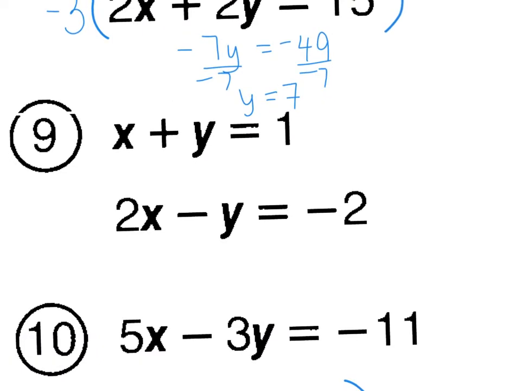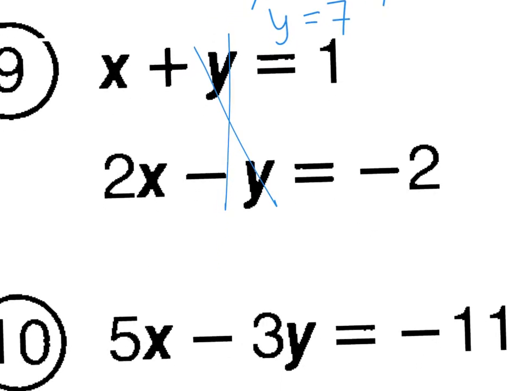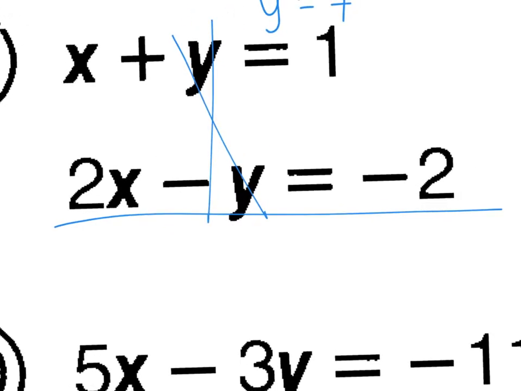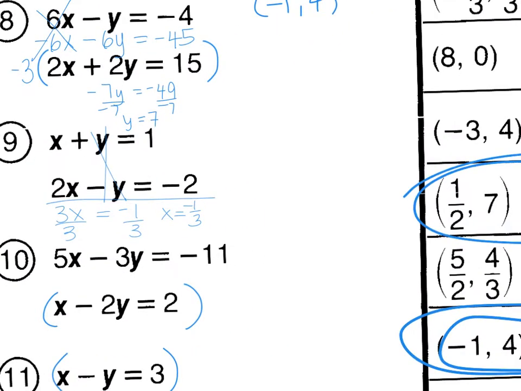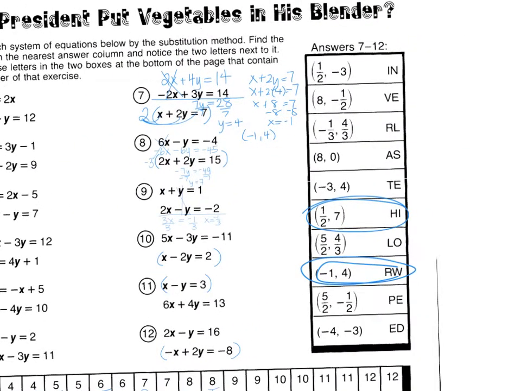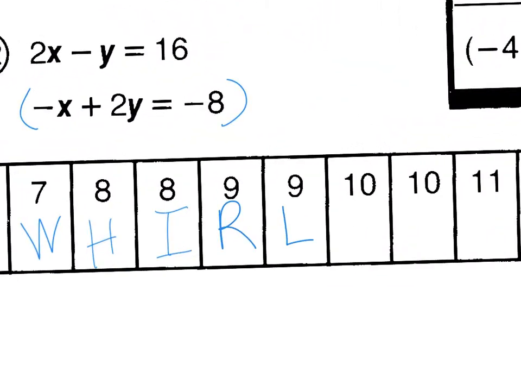Next one. If you notice, I didn't circle anything because the y's are already opposites. We're going to cross those out, and then we're going to put together our x's. So this is going to give me 3x equals 1 minus 2 is -1. So when I divide by 3, I'm going to get a fraction. I'm going to get -1/3. But we don't have to plug that back in because when you go to your left-hand side here, there's only one where I see a -1/3. So that's my answer. So it's R and L. Okay.